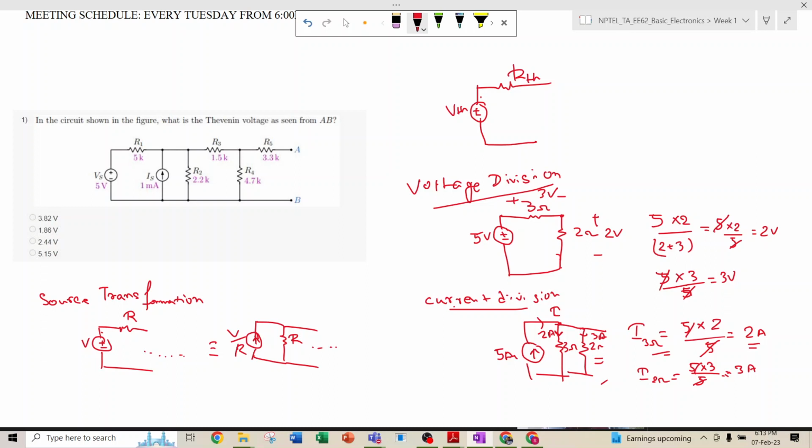Suppose there is a current source which is nothing but I, and there is a resistance parallel to it. So you can write IR will be the voltage source, and the resistance should be R.